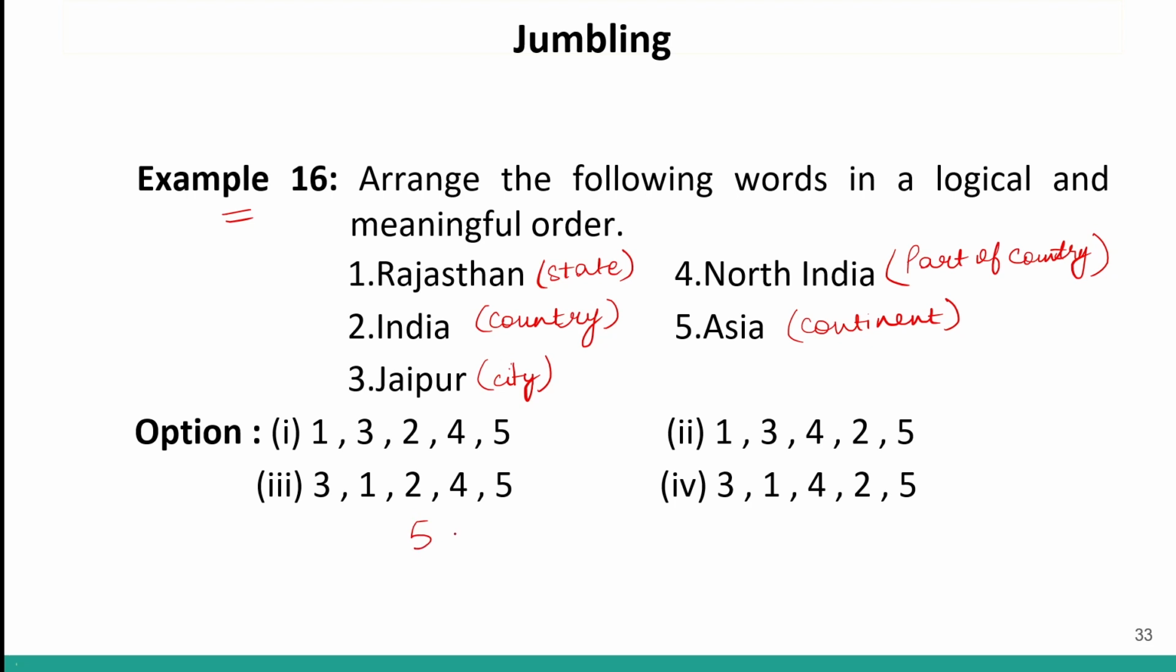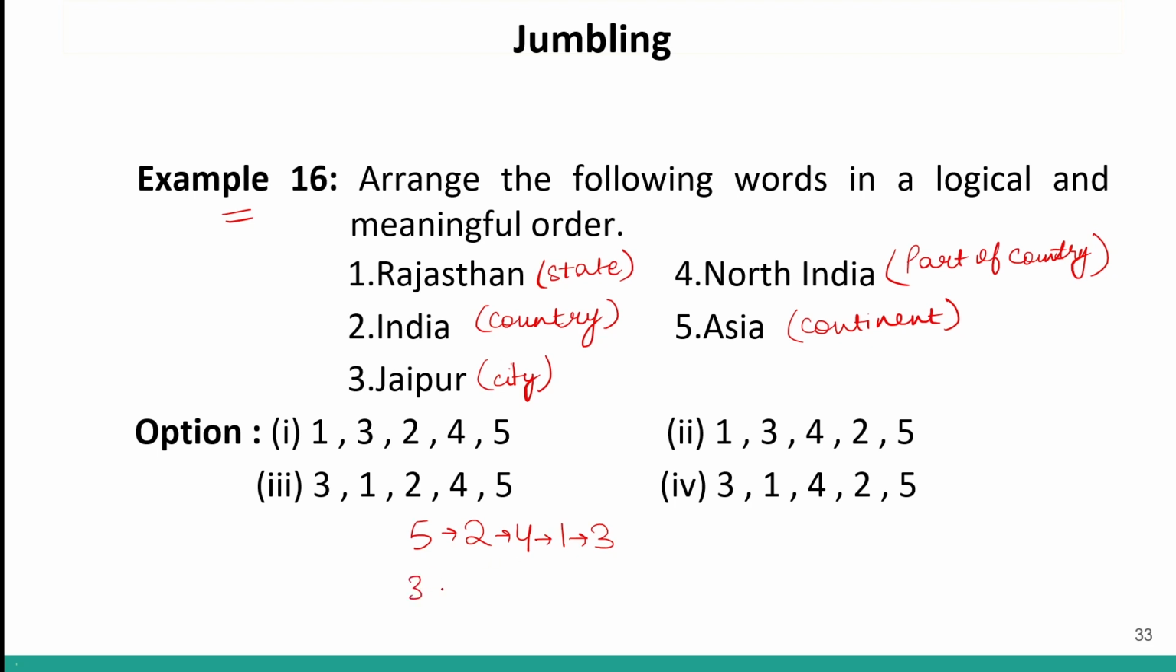So 5, 2, 4, then 1 and 3. It could be either this, but none of the options starts from 5. This is the logic. So we move in the opposite direction. We go from the smaller to a bigger.